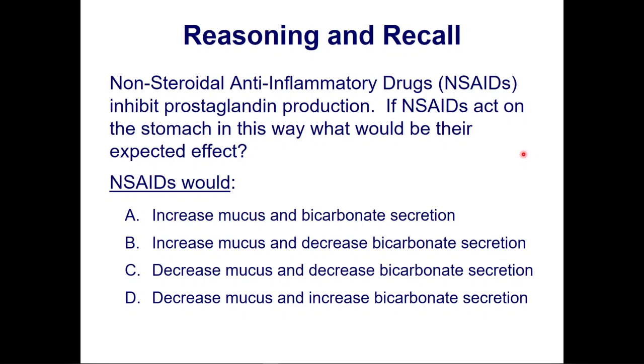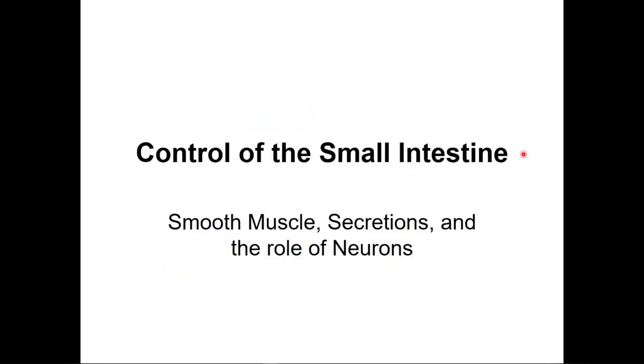It comes more from the NSAID being in the blood, traveling to basically behind the cells of the stomach, on the basolateral side, and blocking prostaglandin production.